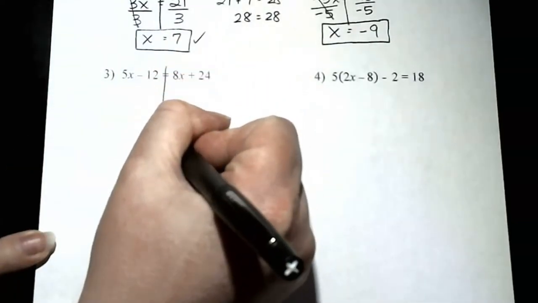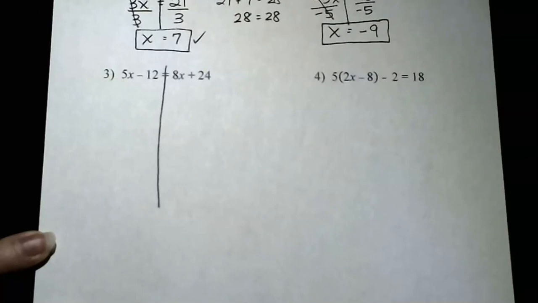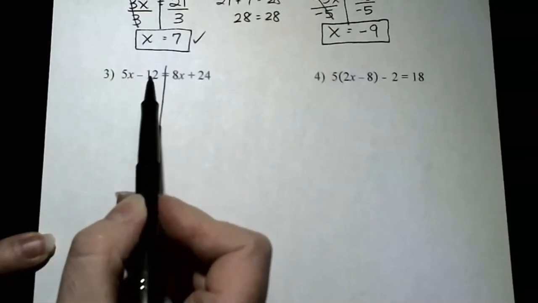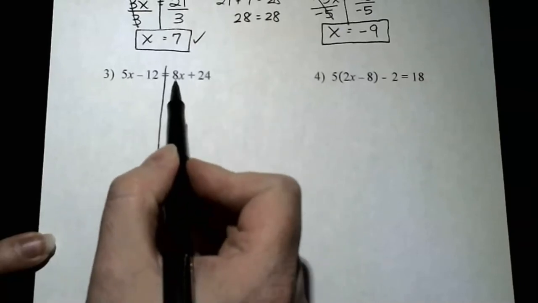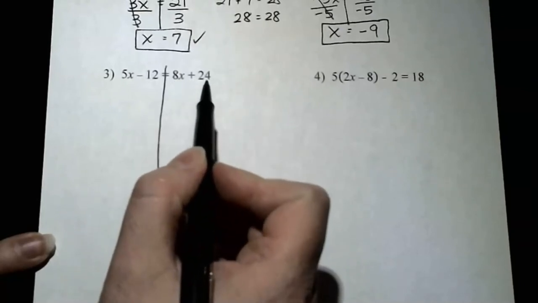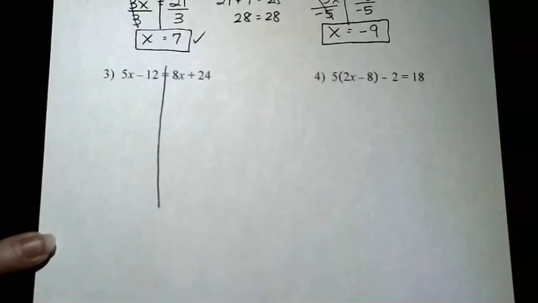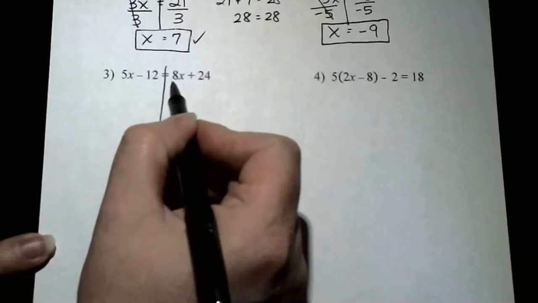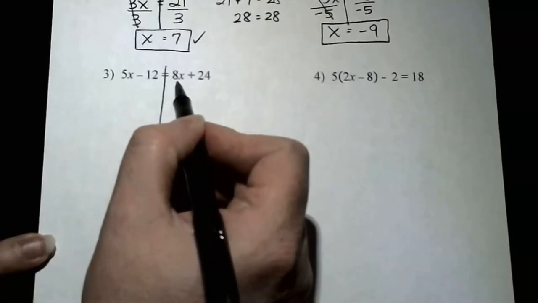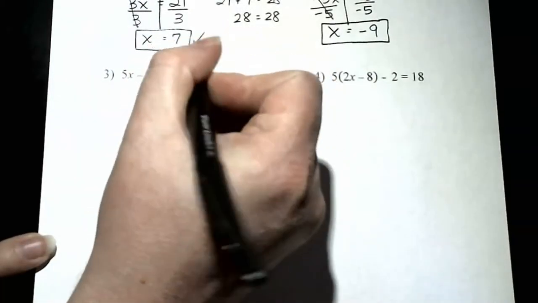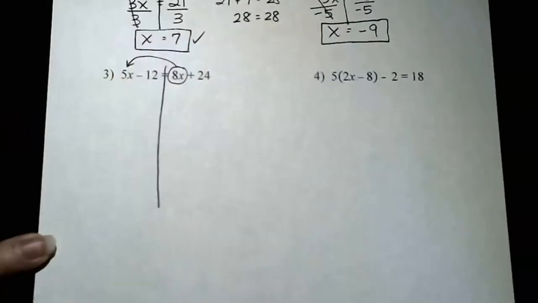Okay, this one here, when I go to look at what I have, I can't combine 5x with 12, and I cannot combine 8x with 24. So I can't simplify anything. That means I need to start moving things back and forth. But what's different about this one that we haven't done yet is that now you do have x's on both sides. So the first thing you need to do is gather up all of the x's and get them all to one side. So that 8x is going to move to the left.